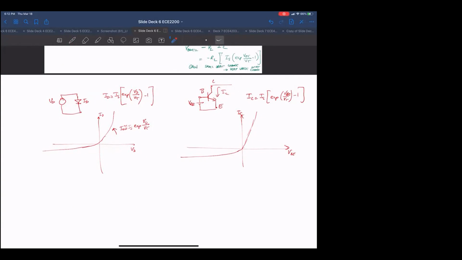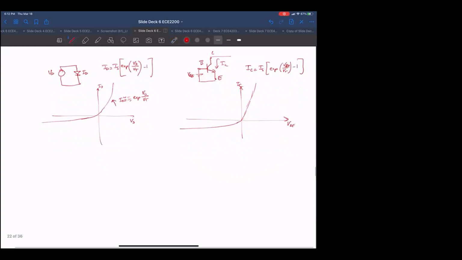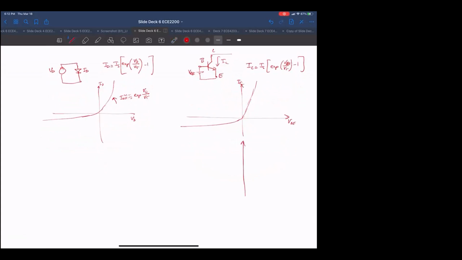Now, in the case of the bipolar transistor, I only drew you guys the base emitter voltage versus the collector current. But we have a second voltage, the collector emitter voltage. So we could also draw that versus I sub C.